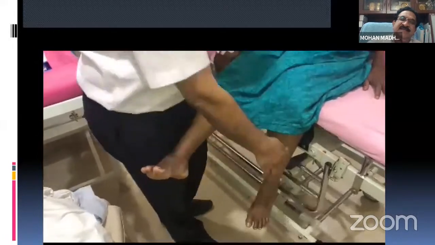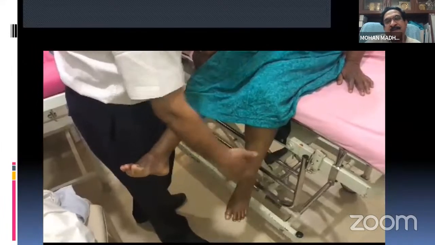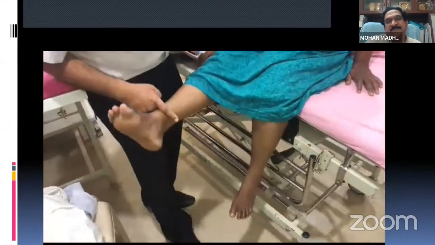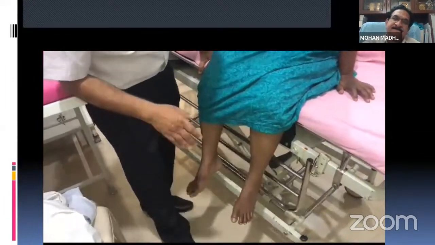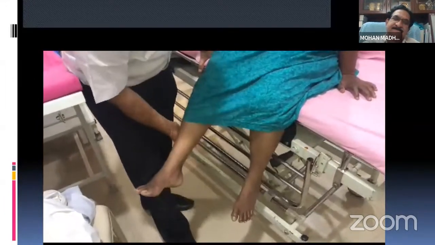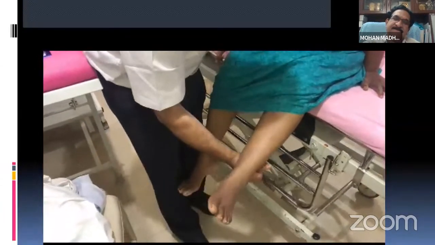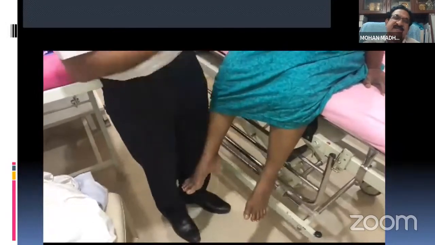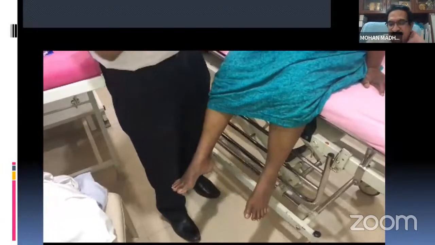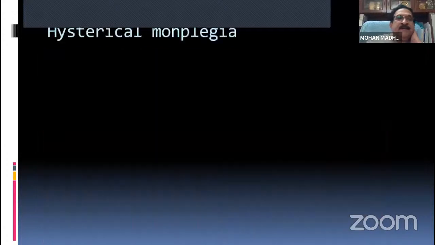The intensity with which she falls is variable. Look again, in a few moments we can find the hang-up. See the way the limb falls now. These are the ways by which you can fool the patient to make the power appear. So this is the Sonoo abduction test.